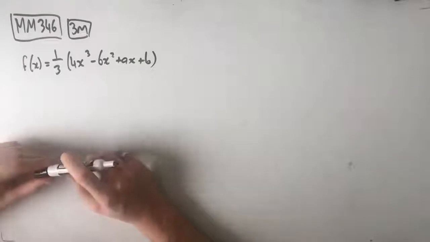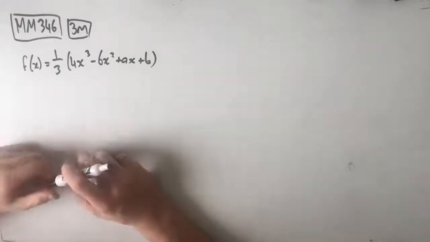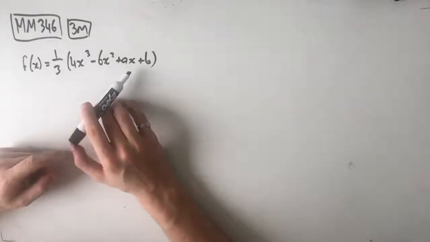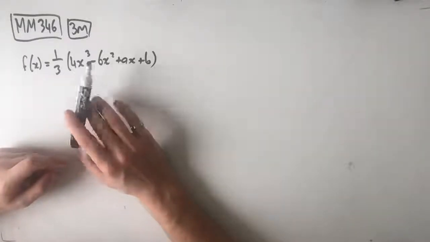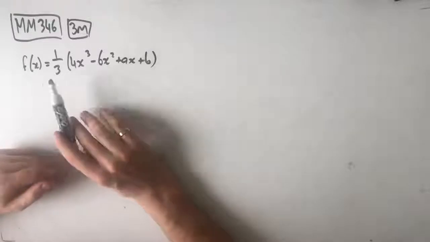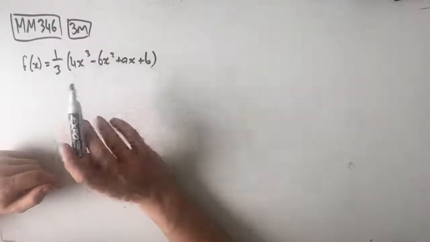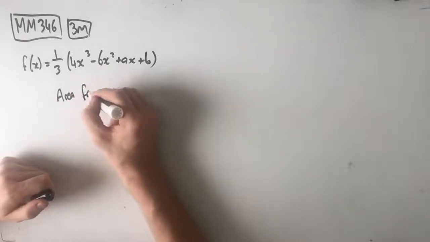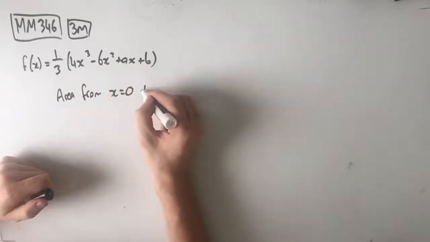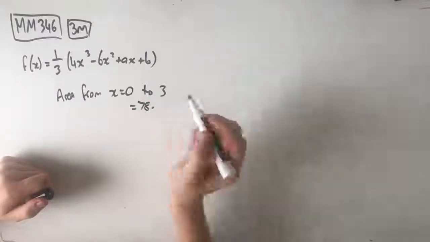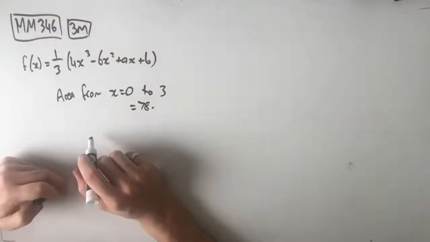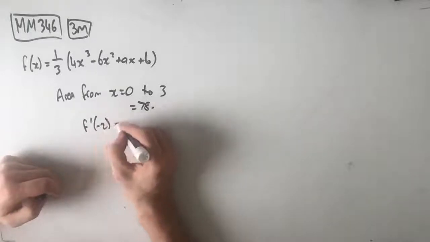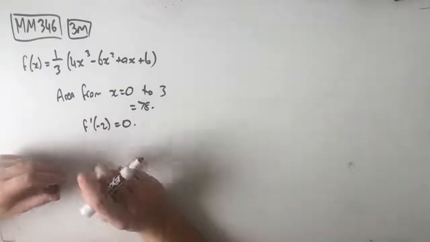So this is just a 3-mark question by itself, and we've got let f of x equal 1/3 (4x cubed take 6x squared plus ax plus b), where a and b are real constants. Now the area bound by the line x equals -3, the x-axis and the y-axis is equal to 78. So area from x equals -3 to 0 equals 78. And f of x has a stationary point at x equals -2. So f dash of -2 equals 0. Find the values of a and b.